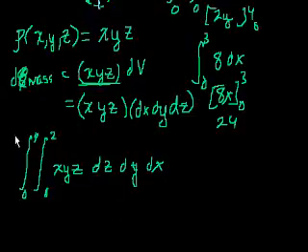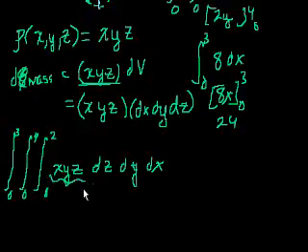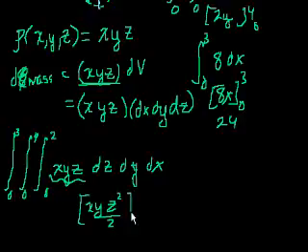And the boundaries on x went from 0 to 3. How do we evaluate this? Well, we're integrating with respect to z first, so what's the antiderivative of xy with respect to z? This is just a constant, so it'll be xyz squared over 2. And then we'll evaluate that from 2 to 0.